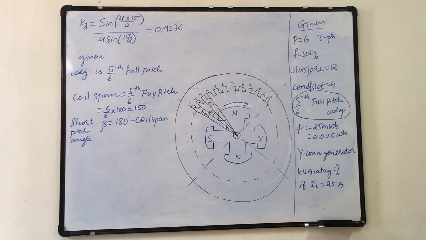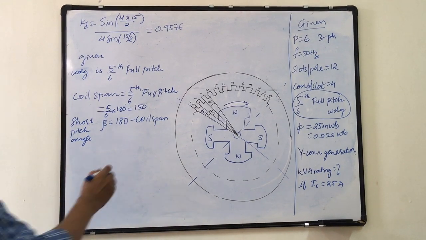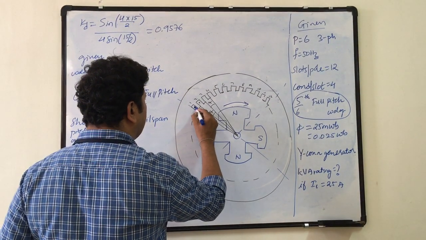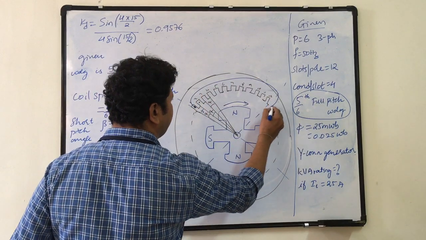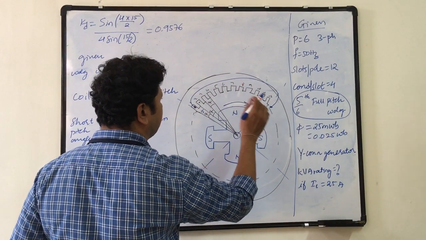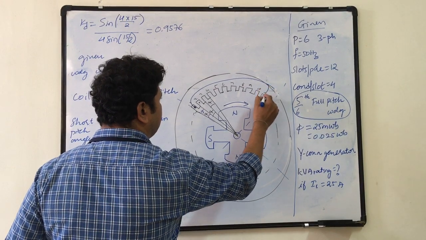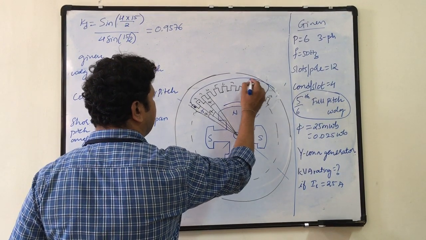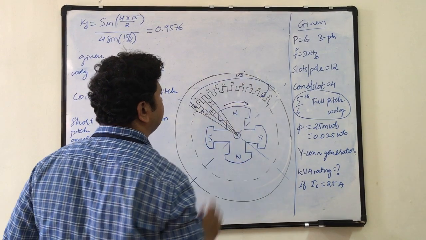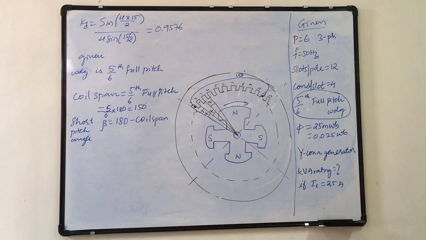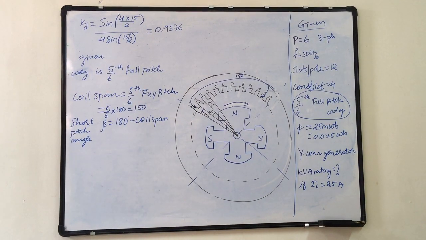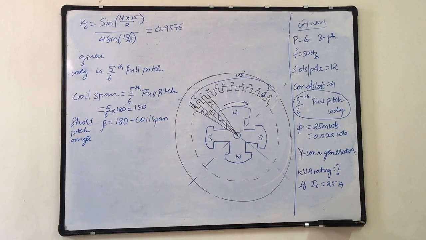So what is the coil span now? It is 150 degrees. Now the distance between this conductor and one more conductor placed somewhere here is not 180 degrees. It is placed before this, somewhere here. So it is 150 degrees. One slot angle is 15 degrees, so it is short by 2 slots.